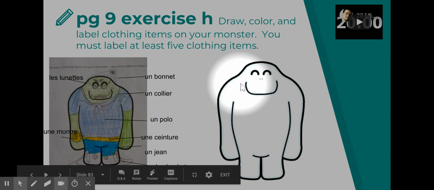So you need to decorate your monster. You have this monster. You can make it into a boy, girl. I don't care. You have the rest of class time. It needs to be colored and labeled with the clothing items in French.